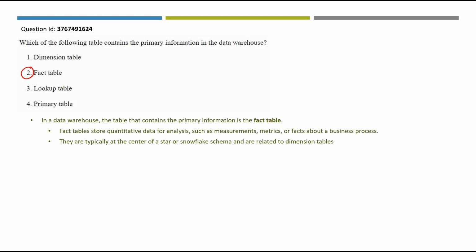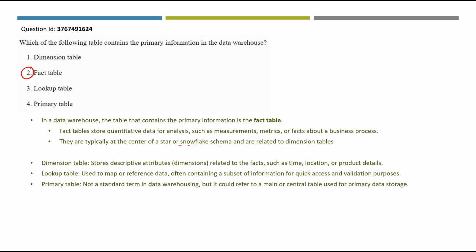Fact tables store quantitative data for analysis such as measurements, metrics, or facts about a business process. They are typically at the center of a star or snowflake schema. These are the terms that are related to data warehousing. If you want to know more about it, you can always explore. And they are related to dimension tables. What are dimension tables then? A dimension table stores descriptive attributes or dimensions related to the facts such as time, location or product details.